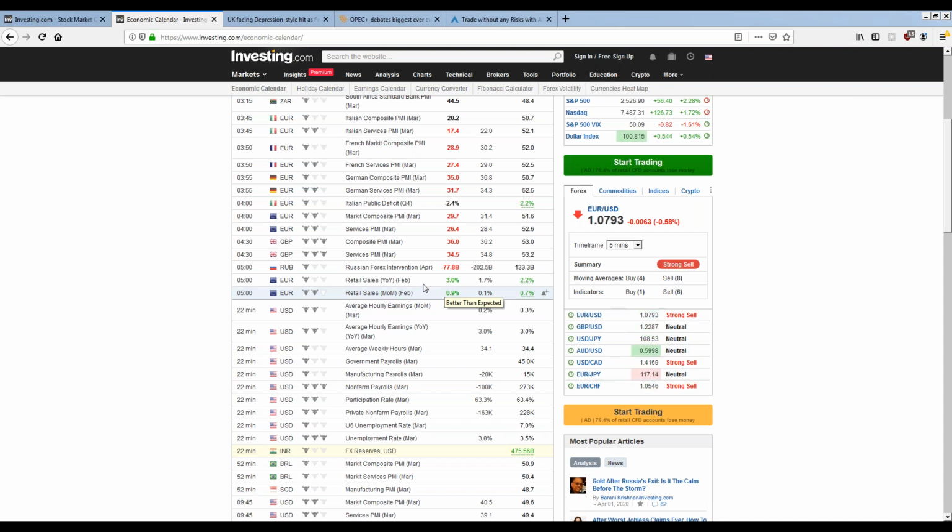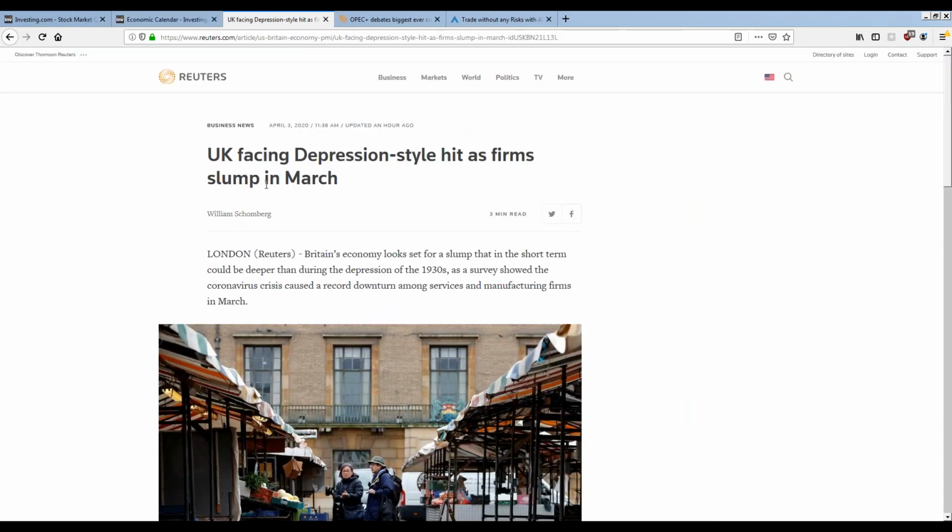So these numbers were really bad, and some of the headlines talked about it. Here's another kind of gloomy headline: UK facing depression-style hit.